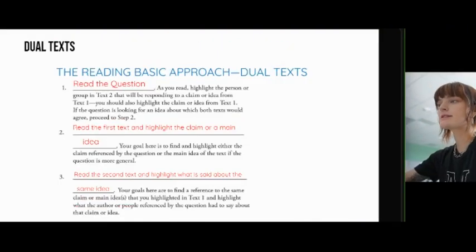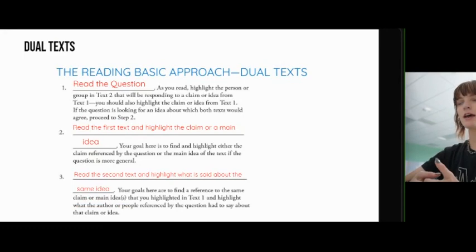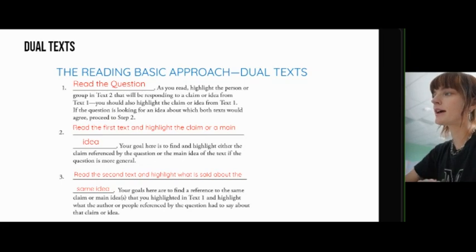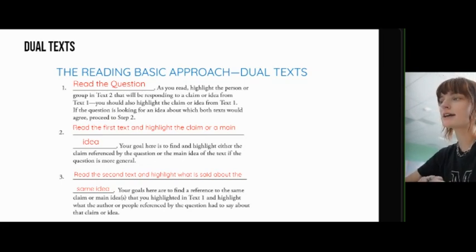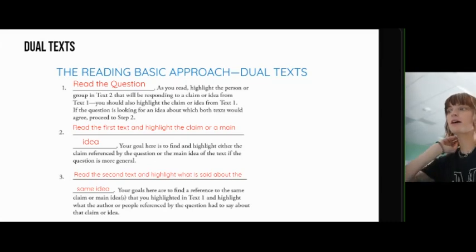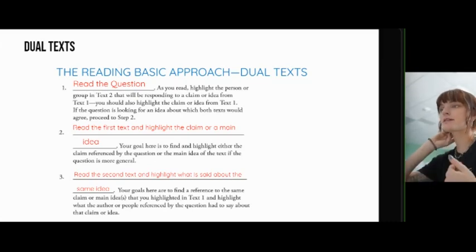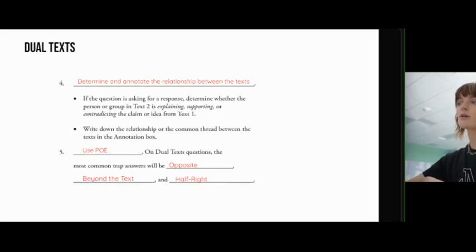So the reading basic approach is the same as all reading basic approaches, with a couple of things to note for dual text questions. So first, as you read, you want to highlight the person or group in text 2 that will be responding to a claim or idea from text 1. So the traps here are going to be opposites, beyond the text, and half right.